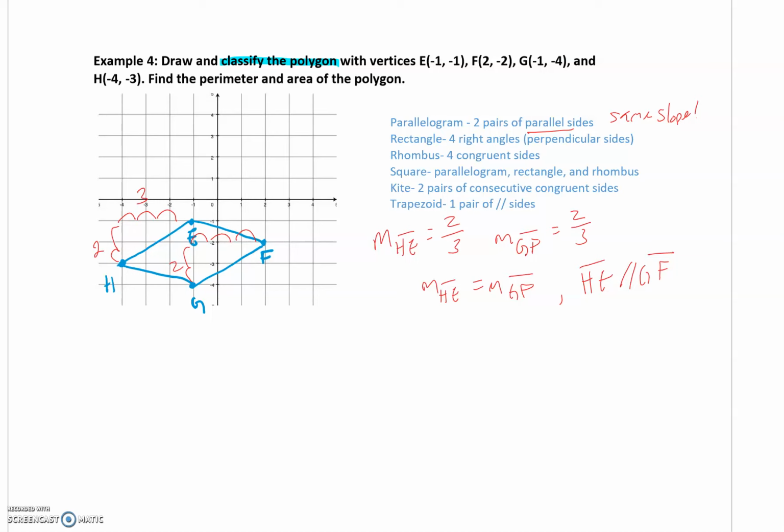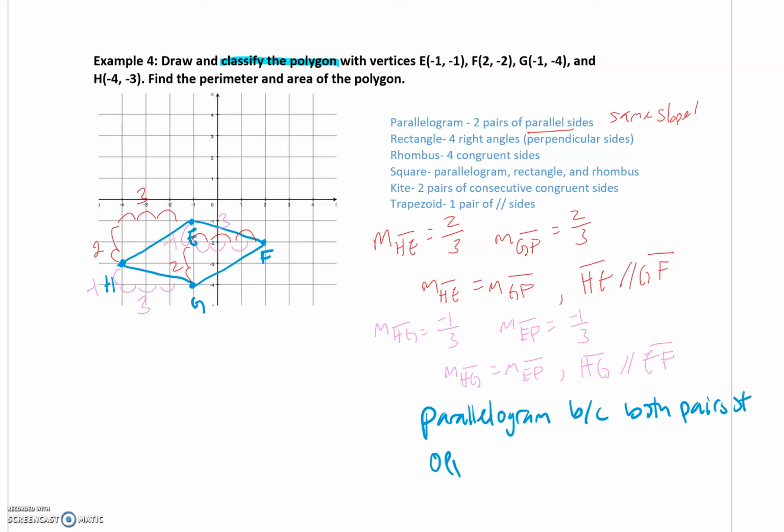Then I can say, all right, let's look at the other pair of sides. I'm going to look at HG and then EF. Going left to right, HG, I'm going to go down 1, so that's -1, over to the right 1, 2, 3, so +3. So the slope of HG is -1/3. Then we can do the same thing from E to F. I'm going to go down 1, it's -1, over 1, 2, 3, that's +3. So the slope of EF is -1/3. And what do you know, by substitution, those slopes are equal, which tells us that those sides are parallel because the slopes are the same. So we can deduce that this shape is a parallelogram because both pairs of opposite sides are parallel. So for sure it's a parallelogram.